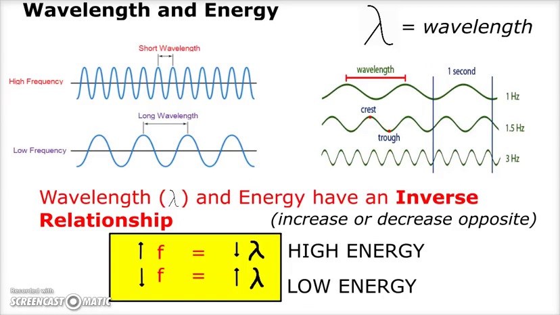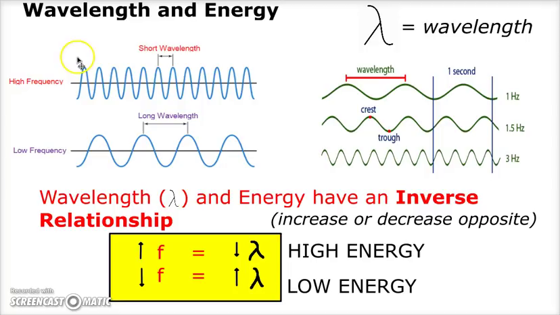But here's where things get a little bit trickier. When we consider the wavelength of a wave and the energy, these two have an inverse relationship. This means that they increase or decrease opposite of one another and also proportionate to one another. So here's the thing. We automatically affect the wavelength if we affect the frequency.